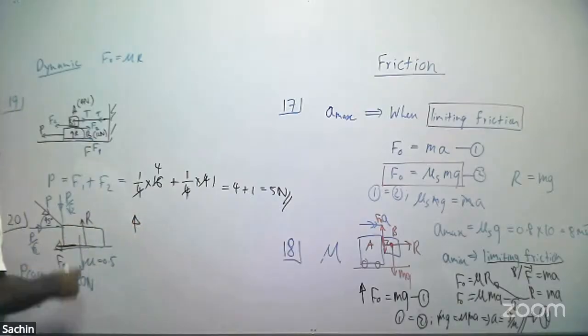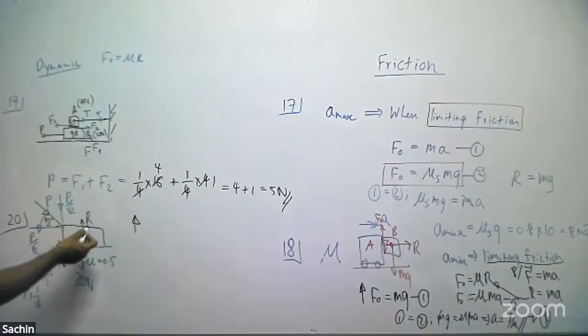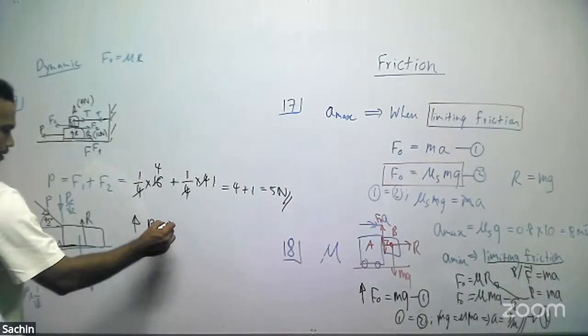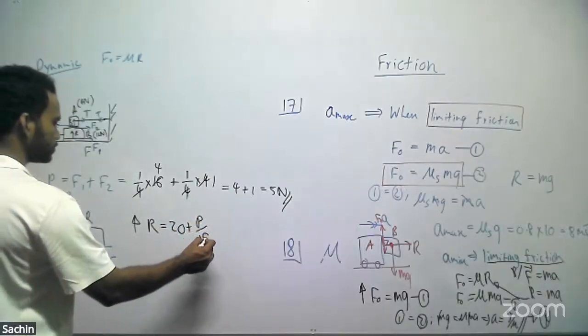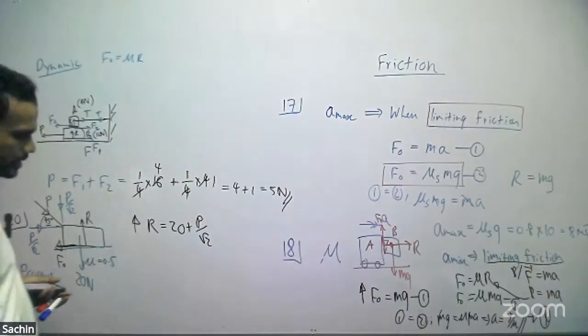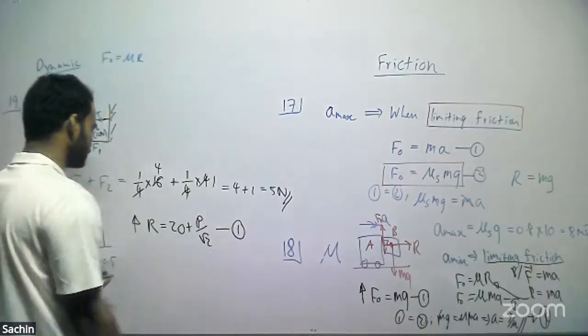They are asking to calculate the reaction. So if you write the vertical equilibrium, හරිද? දැන් vertical equilibrium තියාගන්න reaction එක ඕනේ වෙන්නේ. So reaction should be equal to 20 plus P over root 2. But reaction එකට හොයන්න බෑ P දන්නේ නැතුව. P is there. So I'll take this equation as 1.